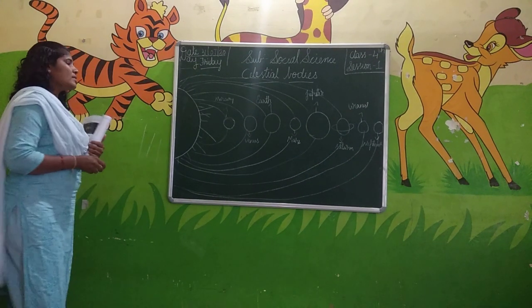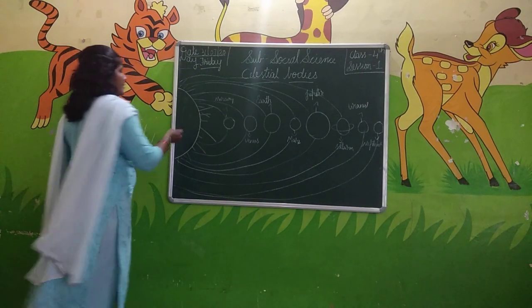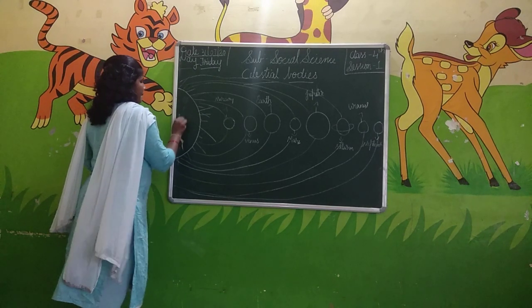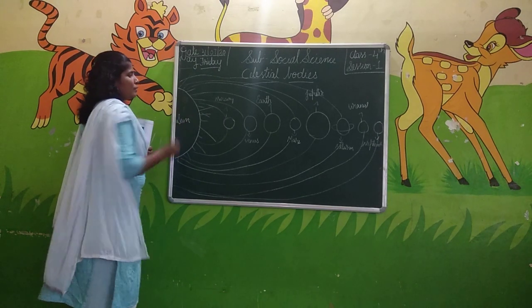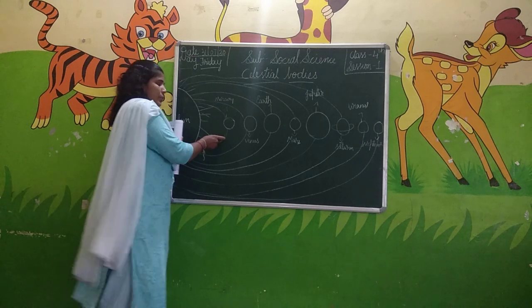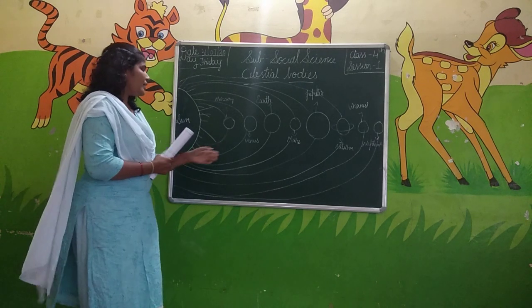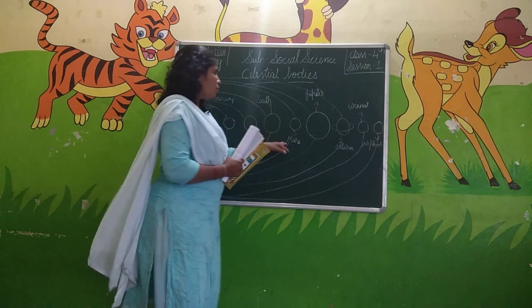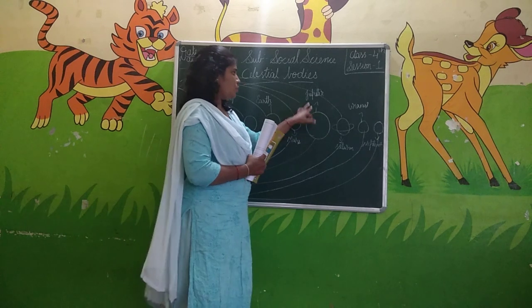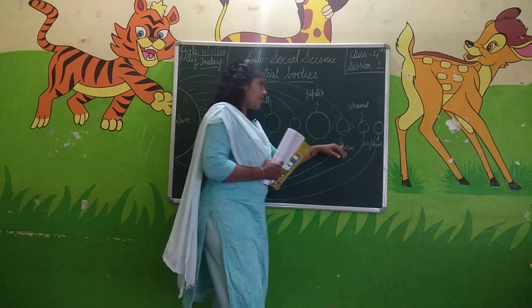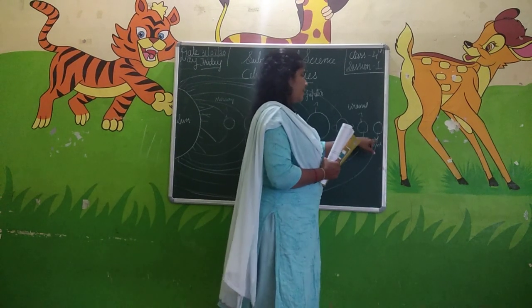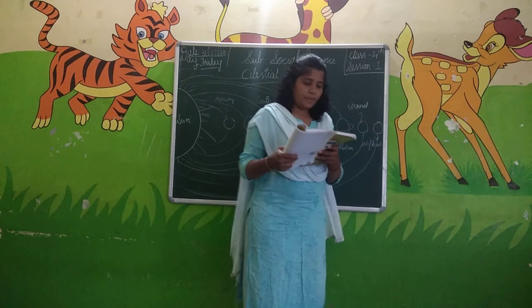Okay, this is the solar system. Here we can see the sun. And the first planet of the solar system is Mercury. And the second is Venus. Third is Earth. Fourth, Mars. Fifth is Jupiter. Sixth is Saturn. Seventh is Uranus. And eighth is Neptune.